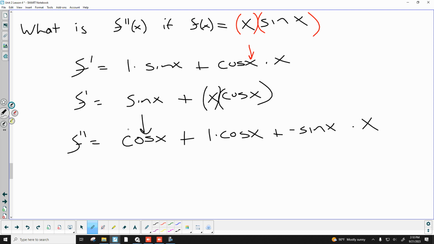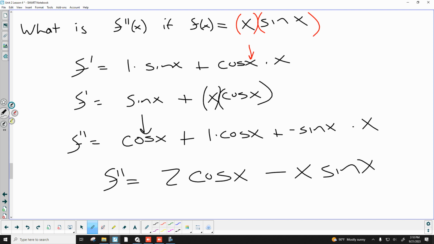What do we have? 2 of our cosine x's minus an x sine x. That is the second derivative of x sine x. Okay? So we used the product rule. It created a sum. With my sum, I had to use the product rule for some of our sum, like a little piece of my sum. I didn't have to use it here. These are tricky derivative rules. If you don't get it the first time, it's okay.